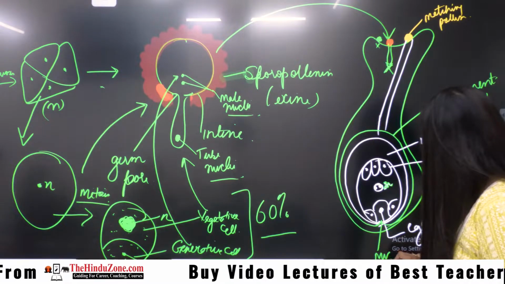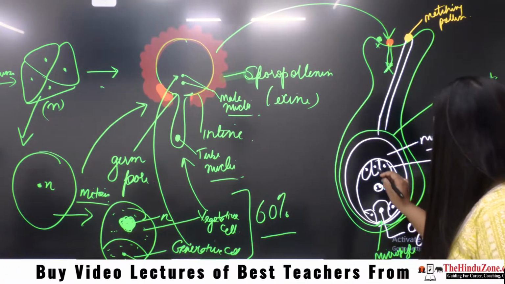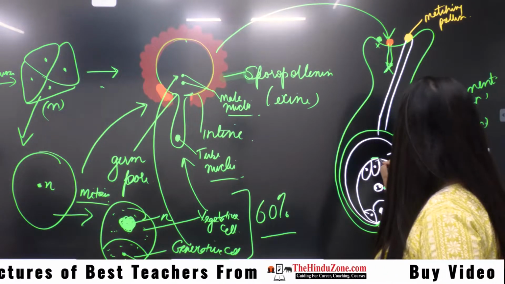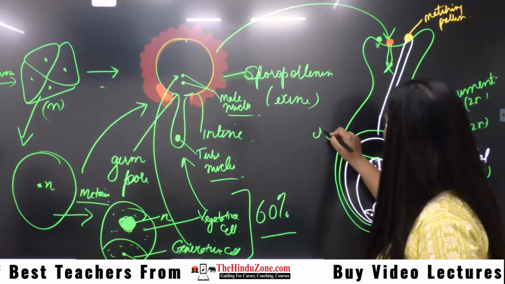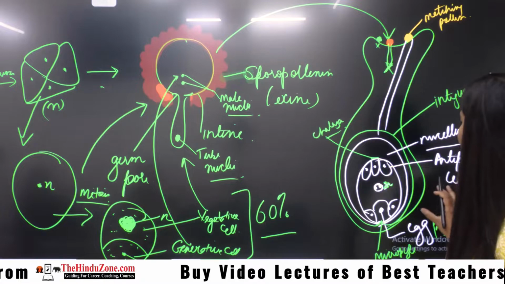This point is called the micropyle. Opposite to the micropylar end is the base of this embryo sac, and this part is called the chalaza, or the chalazal end.